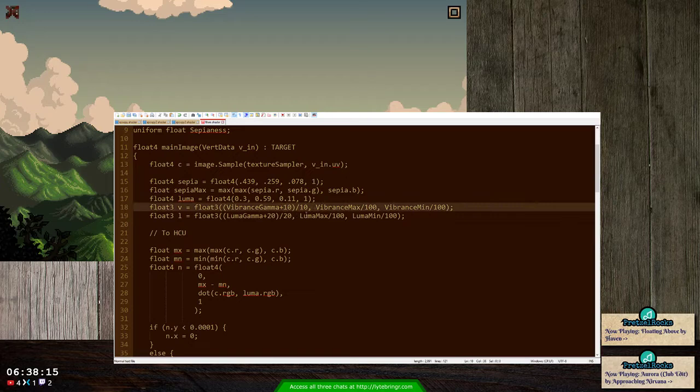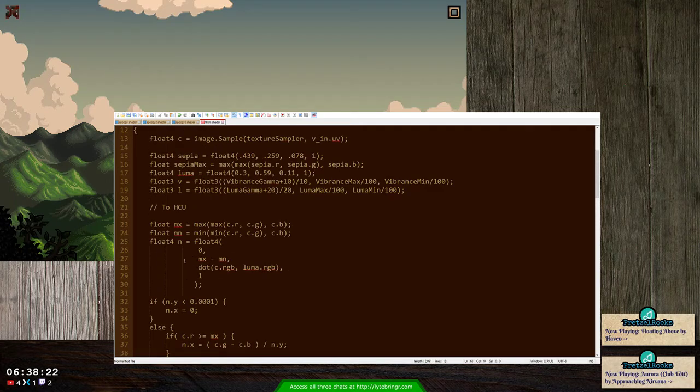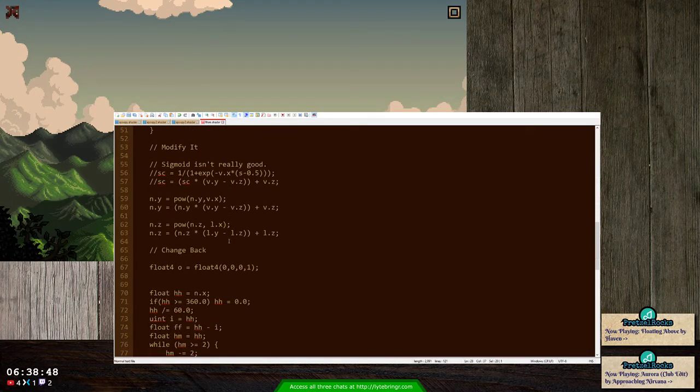No, that's the vibrance. L is working on this, which is working on n.z. Oh, here we are. We dot the color versus the luma. Yeah, I wasn't thinking straight. So you dot the color versus the luma, and that gives you, like, this is the luma constant. You dot them together, which multiplies the red times this, the green times this, the blue times that, and then adds them up, and that's how you get the luma of this color.